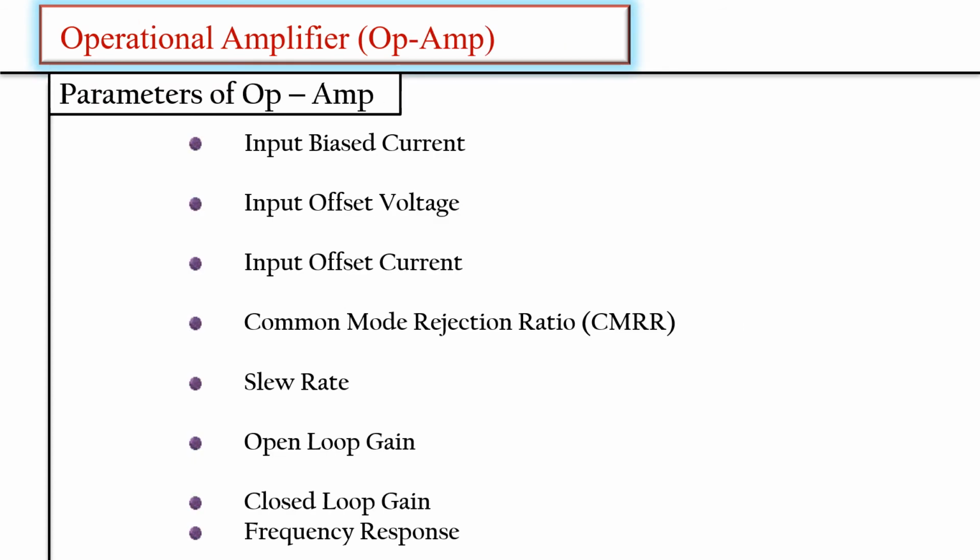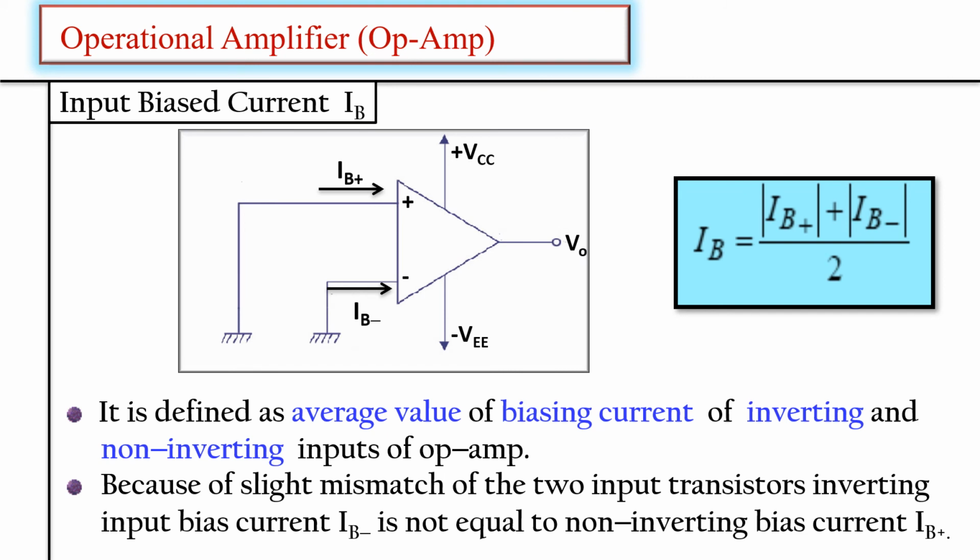Let us see the parameters of an op-amp. The parameters of an op-amp are input bias current, input offset voltage, input offset current, common mode rejection ratio, slew rate, open loop gain, closed loop gain and frequency response. We'll see the parameters of an op-amp in detail. A student question comes on parameters of op-amp: explain any three parameters of the op-amp. Clear? Let us see each parameter in detail.